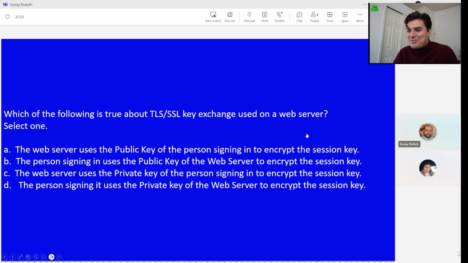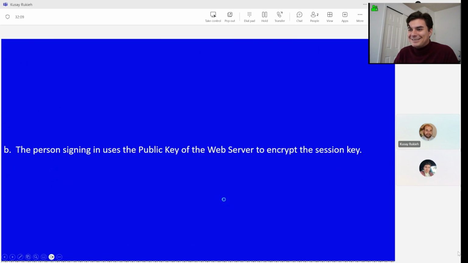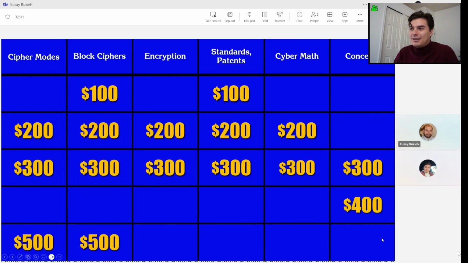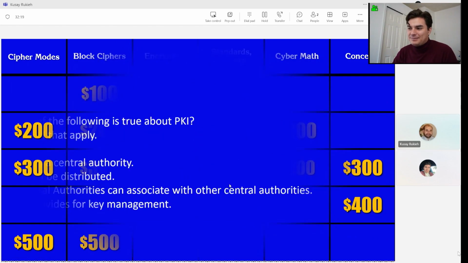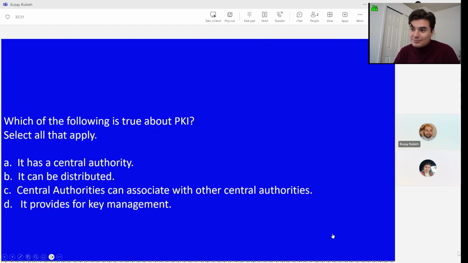Make sense? Yes, makes sense. So the answer is B. That's correct. What do you think? I want to do encryption for $300. We're on a roll here. Yeah, we're going to close that category.